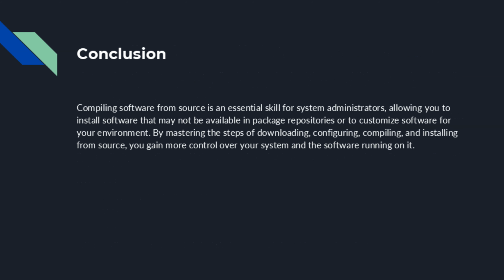Compiling software from source is an essential skill for system administrators, allowing you to install software that may not be available in package repositories or to customize software for your environment. By mastering the steps of downloading, configuring, compiling, and installing from source, you gain more control over your system and the software running on it.